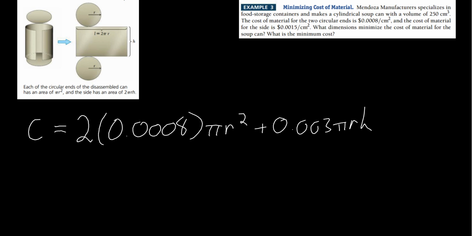Alrighty, I guess we can go ahead and clean this up as well. This turns into looking at this right here: 2 times 0.008 is 0.016. So let's go ahead and fix that.